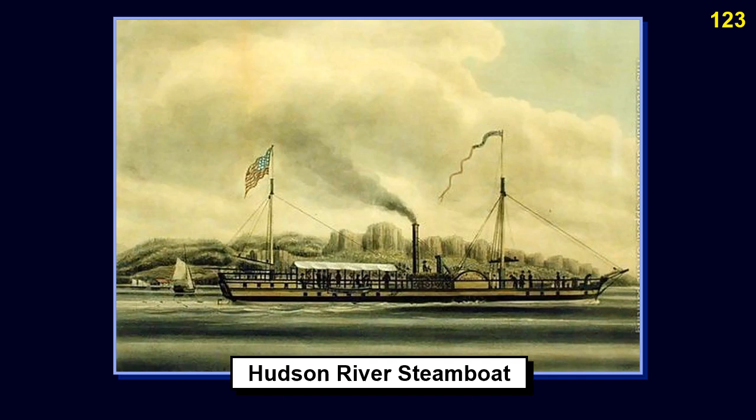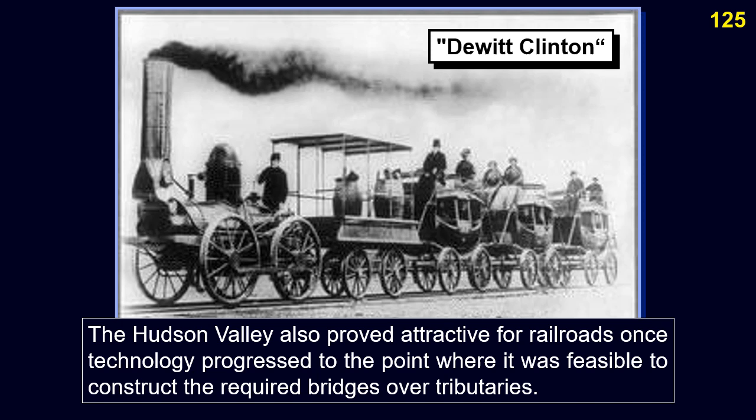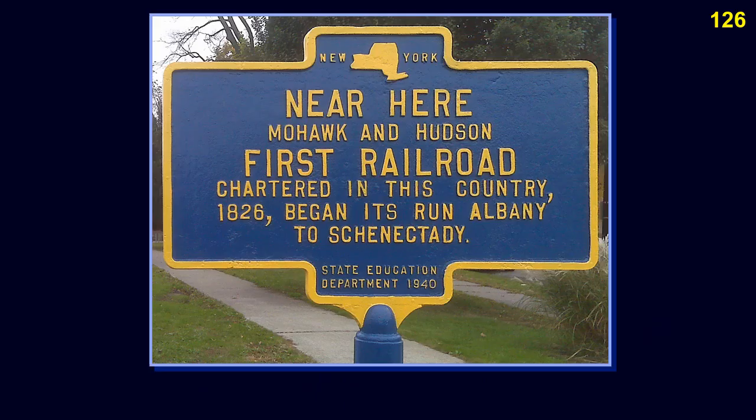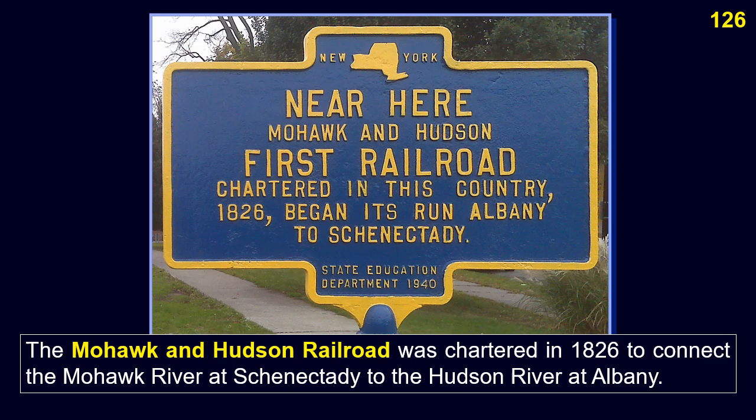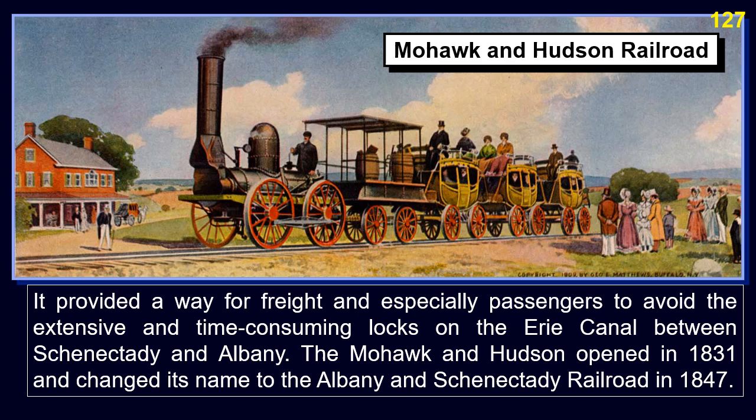Chapter 8. Railroads along the Hudson. The Hudson Valley also proved attractive for railroads once technology progressed to the point where it was feasible to construct the required bridges of tributaries. The Mohawk and Hudson Railroad was chartered in 1826 to connect the Mohawk River at Schenectady to the Hudson River at Albany. It provided a way for freight and especially passengers to avoid the extensive and time-consuming locks on the Erie Canal between Schenectady and Albany. The Mohawk and Hudson opened in 1831 and changed its name to the Albany and Schenectady Railroad in 1847.